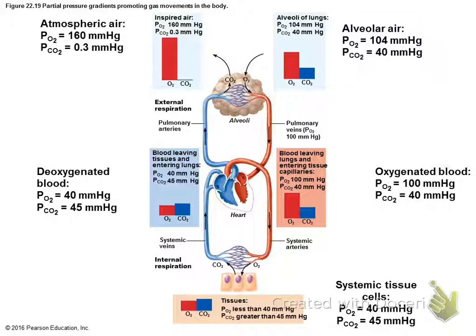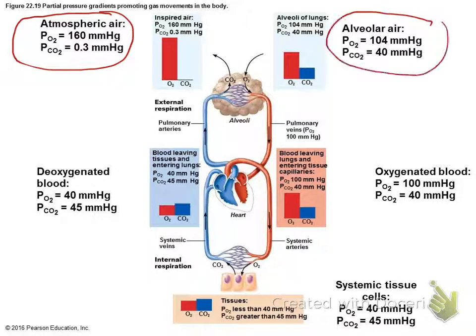Notice if we look at partial pressures for oxygen and carbon dioxide, we're seeing similar trends for atmospheric air and alveolar air here. PO2 goes down in the alveolar air, right? CO2 goes up compared to atmospheric.